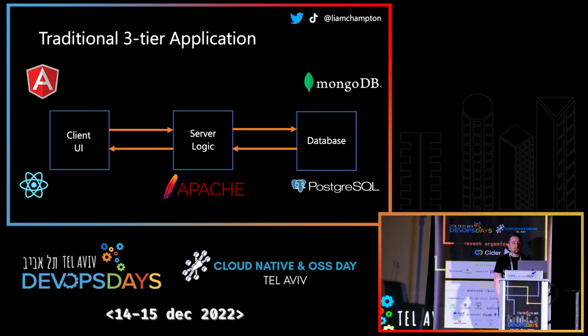Let's look at an example. Traditional 3-tier application. Hopefully, you should be somewhat familiar with this. You've got a client UI written in Angular, React, JavaScript, something along those lines, sitting on top of a server, Apache, for example. And then that talks to a database, whether it is MongoDB, SQL, NoSQL, document, etc. It can be whatever you want.